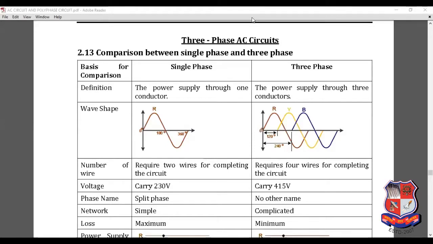I hope it is sufficient for today only. Tomorrow we will discuss the generation of three-phase circuits. Clear? Now I am going to unmute you all to ask me about the doubts.